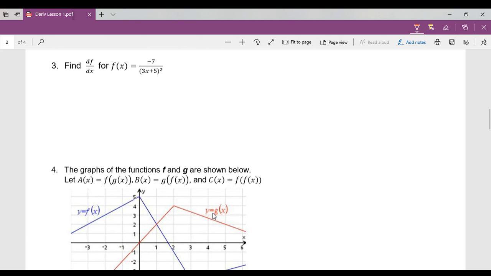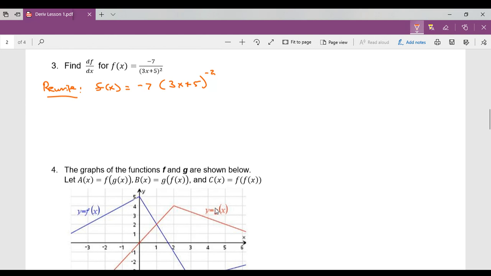All right, 3, find df dx, where f of x is equal to this stuff. So on this particular problem, if you're going to take the derivative right now, you'd have to go ahead and use the quotient rule because you have a quotient. But I would argue that since the top is a constant, it might behoove you to first rewrite f. We know that's a huge skill to have when you're taking derivatives. So rewrite this as negative 7 and then 3x plus 5 to the negative 2, right? Nice and easy like that.